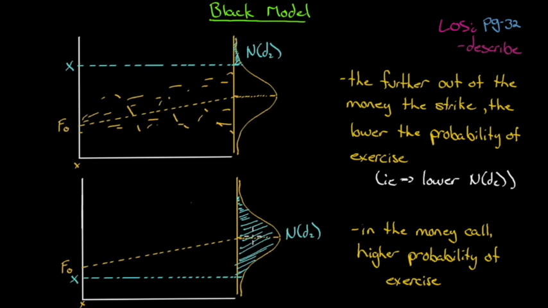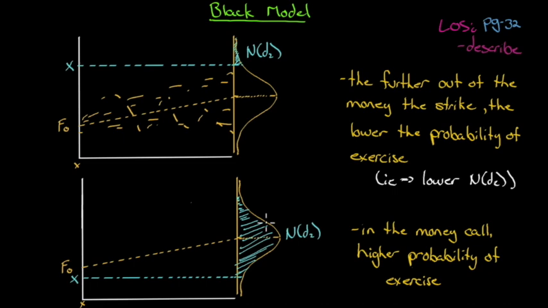So the deeper in the money you go, let's read what we have here. The further out of the money the strike is, the lower the probability of exercise. So even if we have a futures contract at, let's say, $45 and we bought a $50 call, if the futures price finishes at $49, that call is worthless. It's out of the money because it has a strike of 50, right? The lower the N(d2), the further out of the money the strike. The further in the money the call, the higher the probability of exercise. So there's where we capture N(d2).